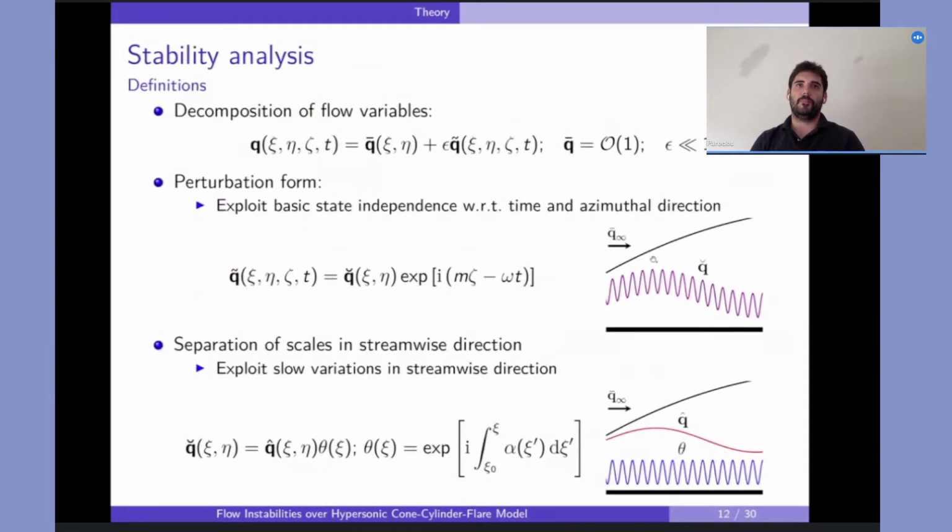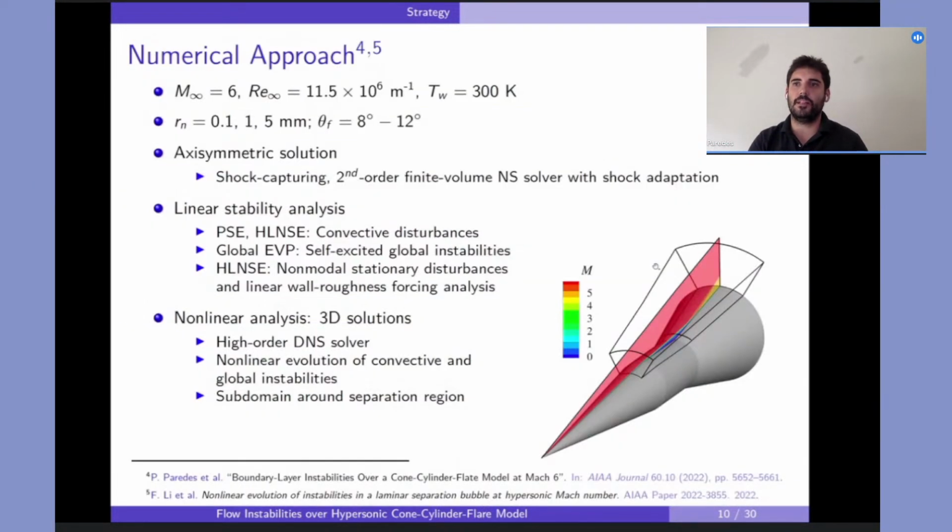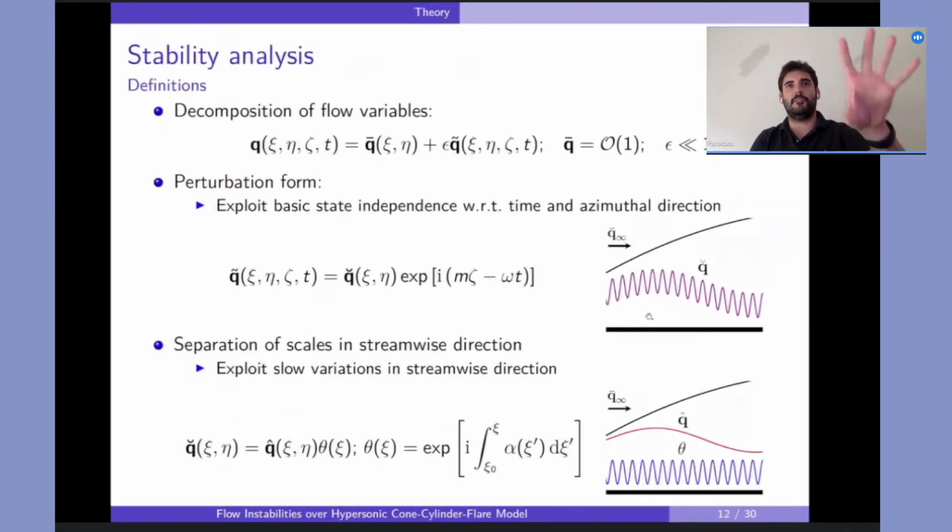Starting with the theory, what we have now is the laminar flow, the laminar boundary layer. In this case, the solution over the cone is axisymmetric. So we just use that as our laminar flow. That is what we call Q bar. That's the solution from Vulcan. And what we're going to study is these infinitesimally small perturbations to that flow.